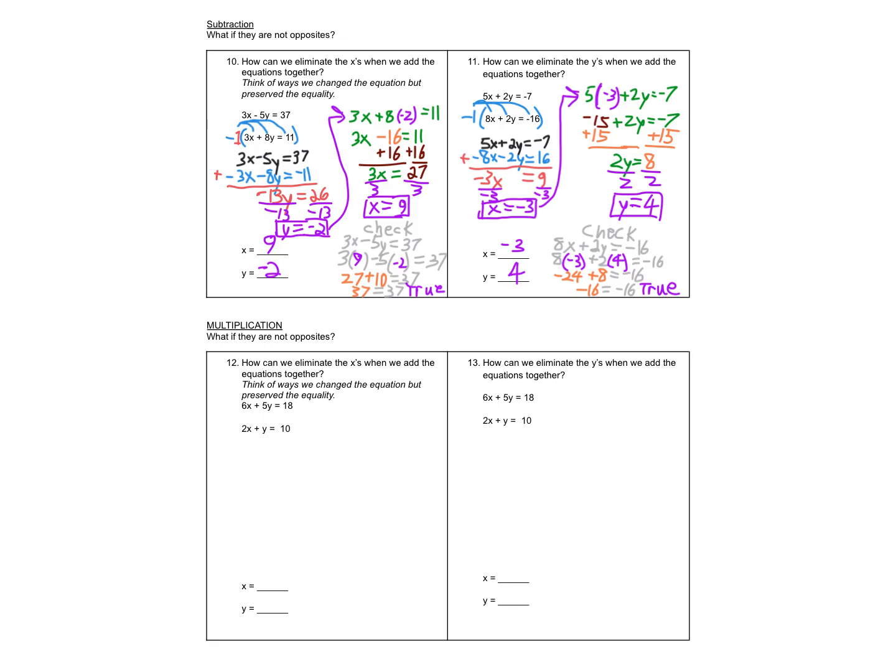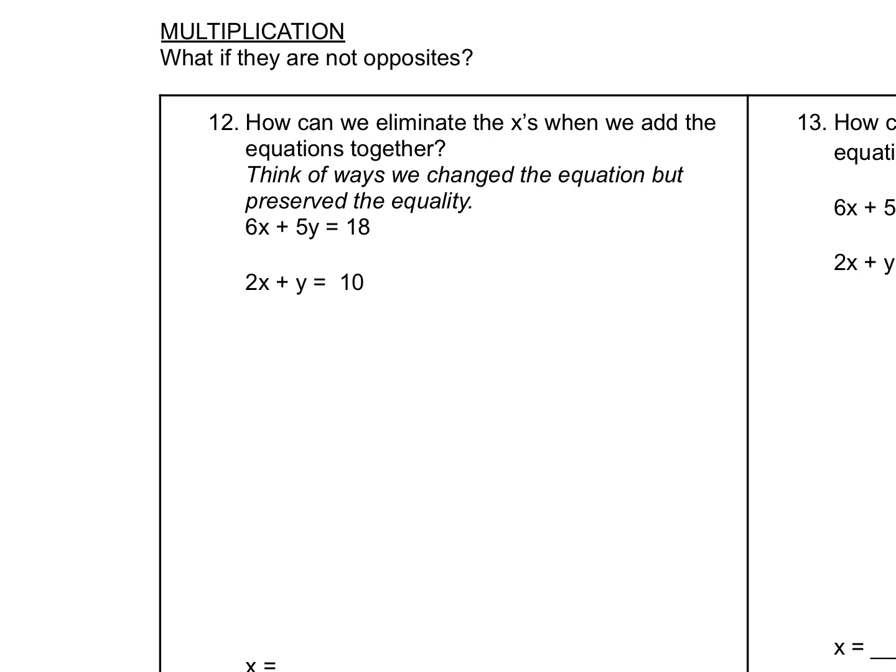Now let's take a look at two more problems. On number 12, how can we eliminate the x when we add the equations together? Again, we're trying to think of ways we can change the equation but preserve the equality. Here's 6x plus 5y equals 18, and 2x plus y equals 10. Notice this time, if I'm trying to get rid of x's, and again, I could get rid of y's, I'll show you that on the next problem, number 13.